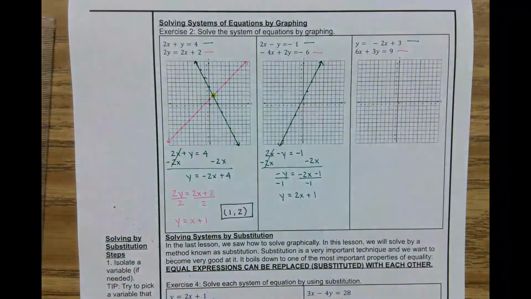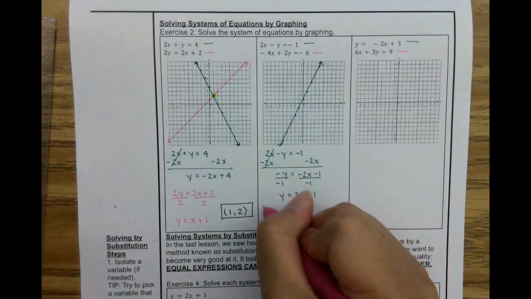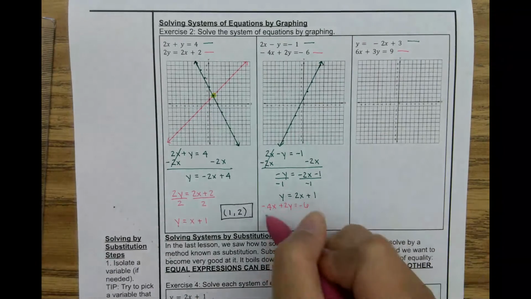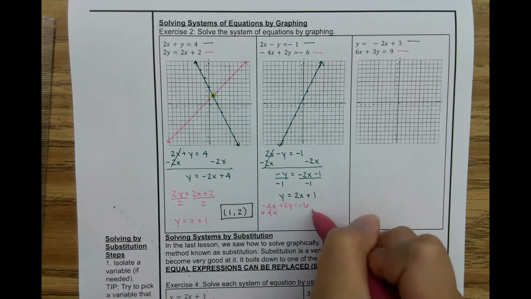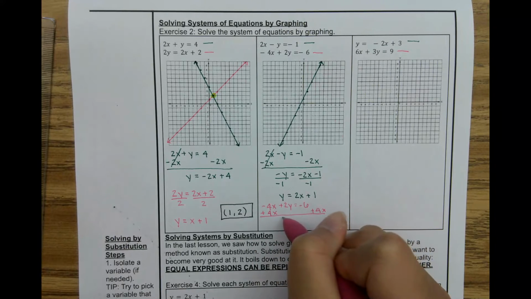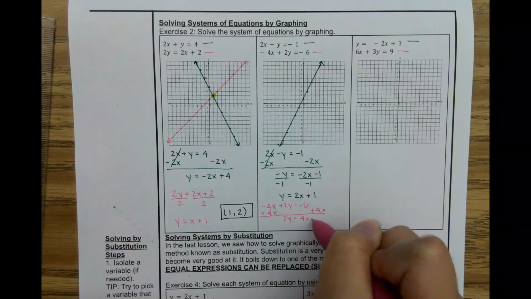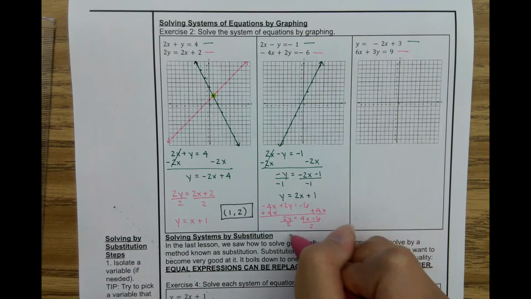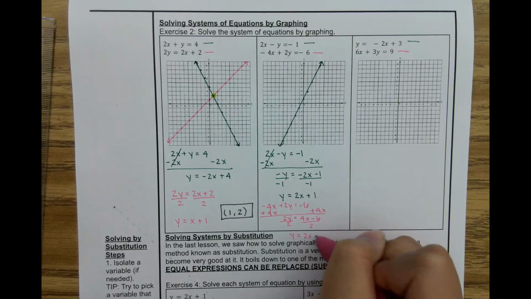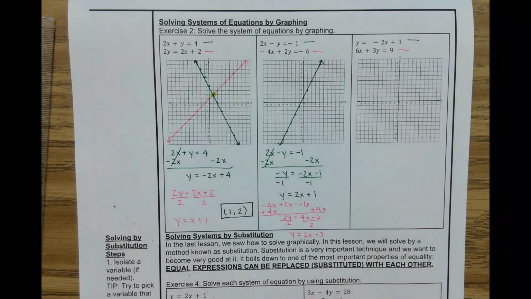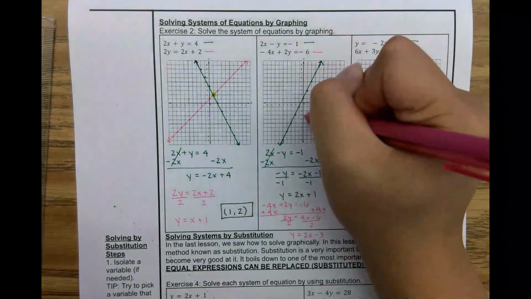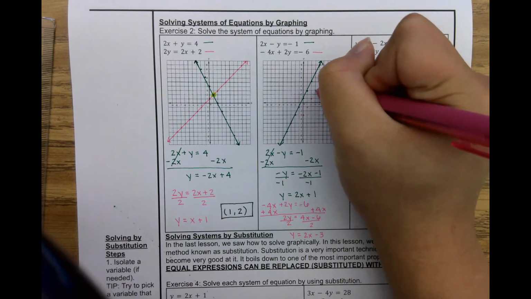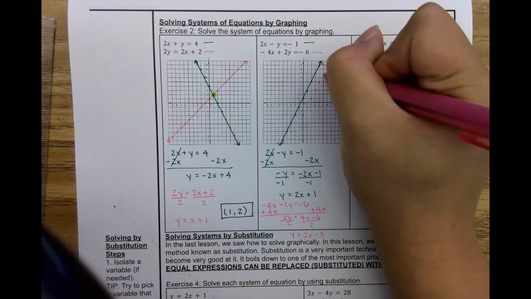Then I'm going to graph the next one. So this is negative 4x plus 2y equals negative 6. So I'm going to add 4x to both sides. This will give me 2y equals 4x minus 6. I'm going to divide by 2 on both sides. So this gives me y equals 2x minus 3. Okay, so the y-intercept is at negative 3, and my slope is 2, so up 2, right 1, repeating across the graph.